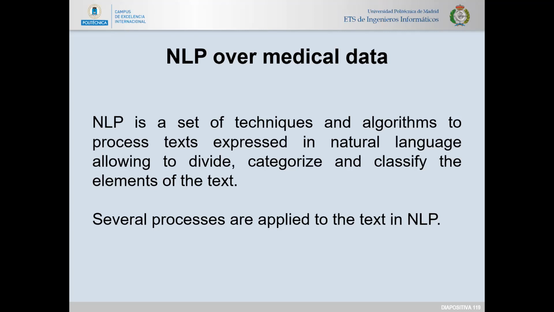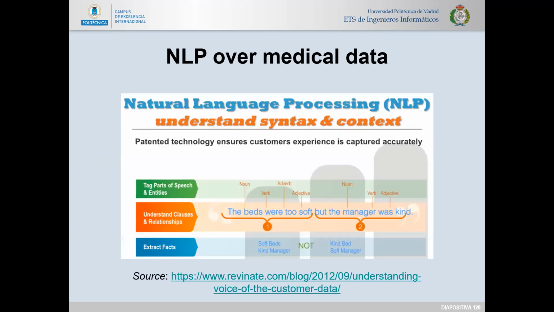So the idea is to go from natural language to a more structured version of the information, like a table or a graph or something like that. This is the idea of natural language processing: to detect, for example, the nouns, the adverbs, the relationships, whether some information is negated, speculation, everything.